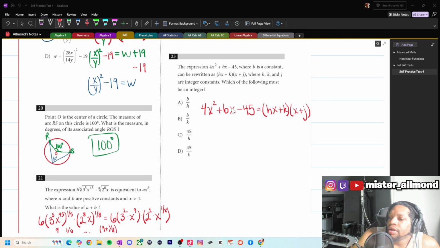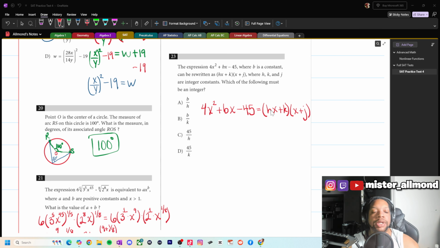Okay, so I wonder if it wouldn't help to solve for B. I don't think I want to just brute force come up with values of H, K, and J. I feel like that's too many possibilities. So what I'm going to try to do is factor this as much as I can, and let's just see what happens.